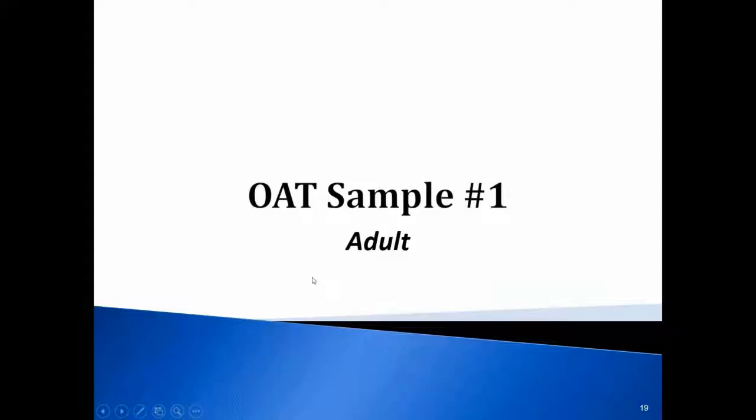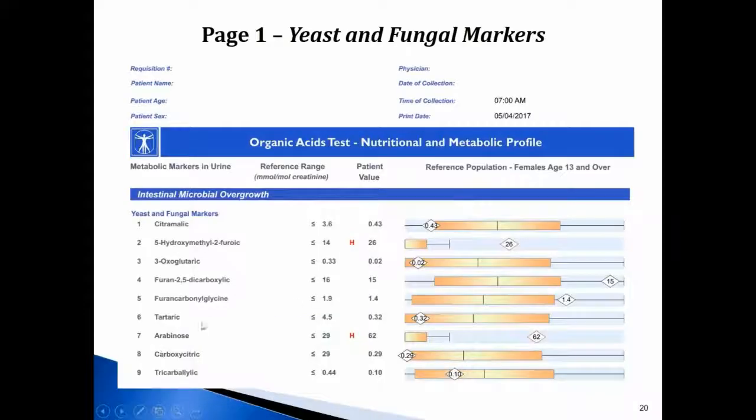Now, let's do a sample OAT on an adult. This is an individual who's struggling with some neurological issues, somewhat similar to the first test. Remember, the first test showed an elevated 5-hydroxymethyl-2-furoic acid, so there's some kind of mold exposure. Is it food? Is there some type of environmental exposure in the home? That can happen with mold damage in the home.